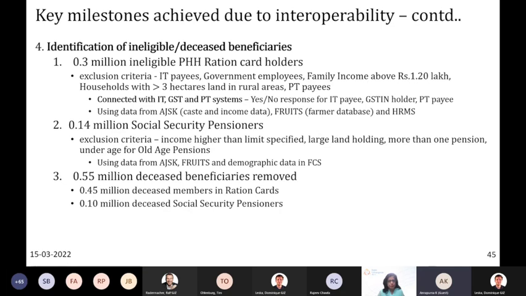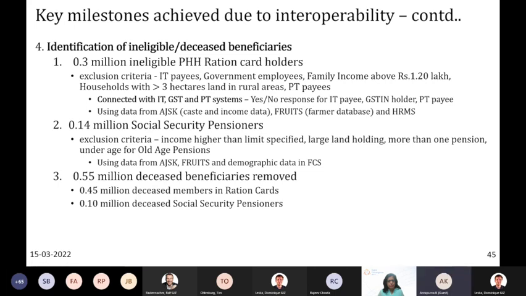Kutumba has also supported government to identify ineligible or deceased beneficiaries. So there is more effective utilization of revenue as the savings in this are then diverted to new additional beneficiaries. Nearly 0.3 million ineligible ration card holders, that is those who had taken ration cards as priority households, were identified by determining the exclusion criteria like income tax payee, government employees, having annual income of more than 1.20 lakh, etc. Similarly, in social security pensions, about 0.14 million ineligible social security pensioners have been identified.